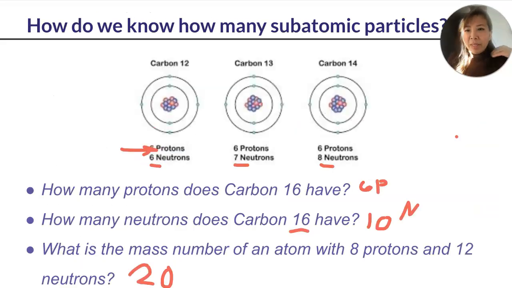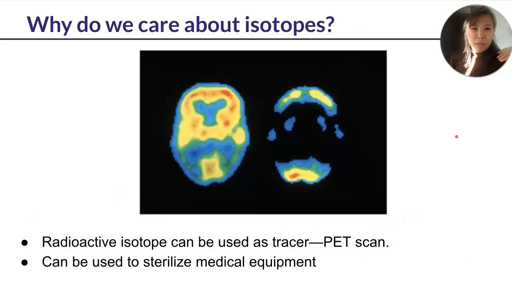So this would be oxygen 20, like if we were to actually identify it. So why am I even talking about isotopes? Why do we care about isotopes? We actually use isotopes for a lot of different things. One of the things that I mentioned that we use it for is carbon dating.